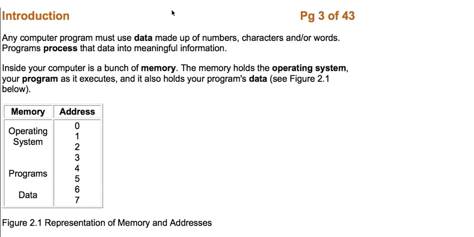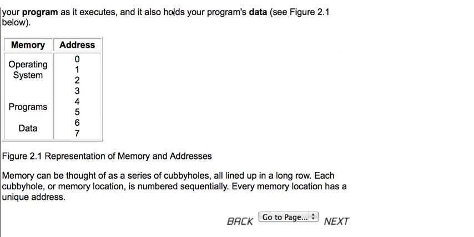Any computer program must use data made up of numbers, characters, and/or words. Programs process that data into meaningful information. Inside your computer is a bunch of memory. The memory holds the operating system, your program as it executes, and your program's data. See Figure 2.1 below, a representation of memory and addresses. Memory can be thought of as a series of cubbyholes all lined up in a long row. Each cubbyhole, or memory location, is numbered sequentially. Every memory location has a unique address.